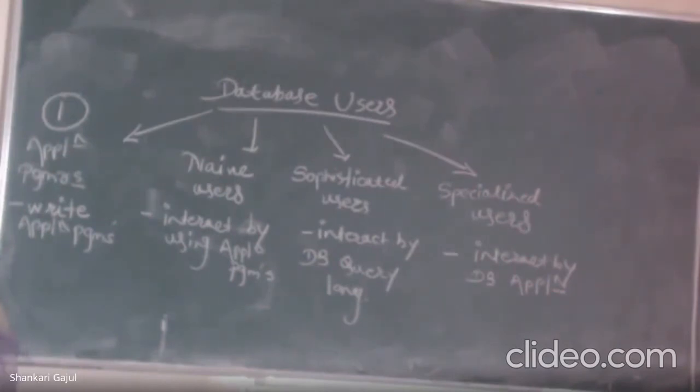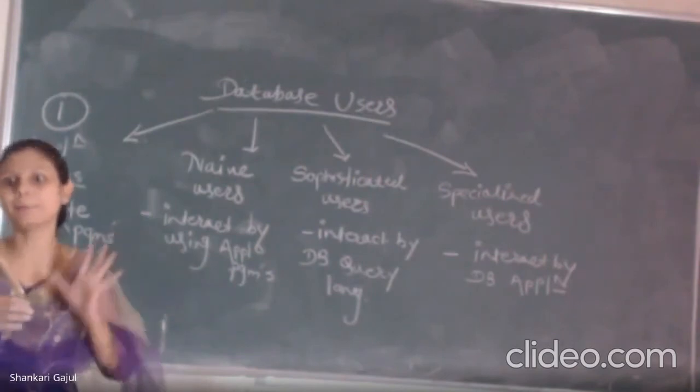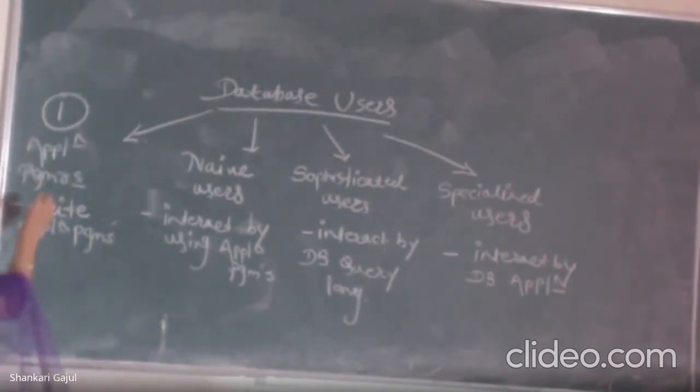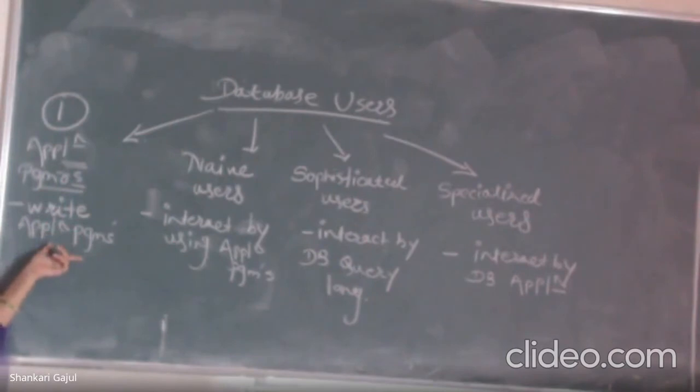The word itself defines it. Application user means these are the users who write the particular application program. So what are application programs? The application programs are related to computer programming languages. By using those languages, they can write the so and so applications for the system. These are the users who write the particular application for the database. So this is the first user, the application programmer, who writes the application program.